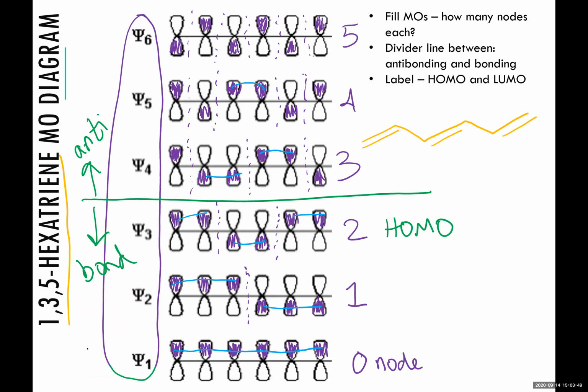Sorry, one more quick question. For row 4, could you have drawn the nodes a little bit differently, where the two overlap would be on the ends, on each end?